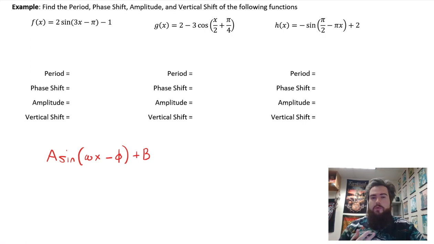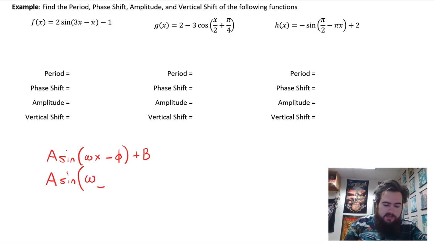However, when working with each of these, it is highly recommended to first factor out the effects of the period change from the inside of each trig function. If you do that, then you will isolate the effects of the period change and the phase shift. What I mean by that is, in the case of a sine of omega x minus phi plus b, I'm going to take the inside expression within sine, and I'm going to factor out the value of omega. That will leave me with x from the first term, and if I factor omega out of the second term, I will have phi divided by omega.